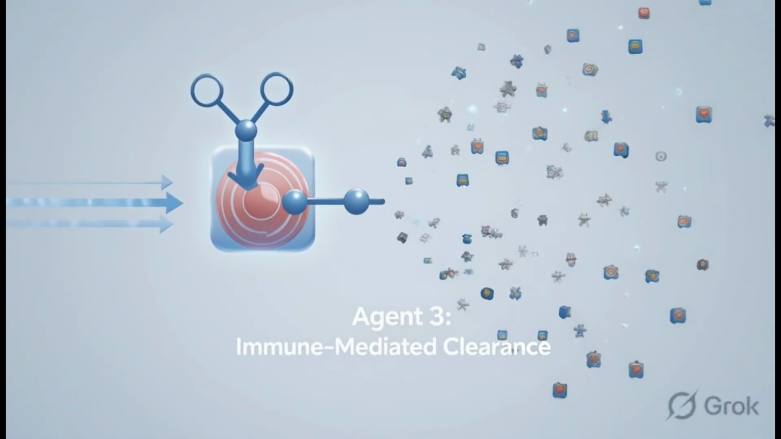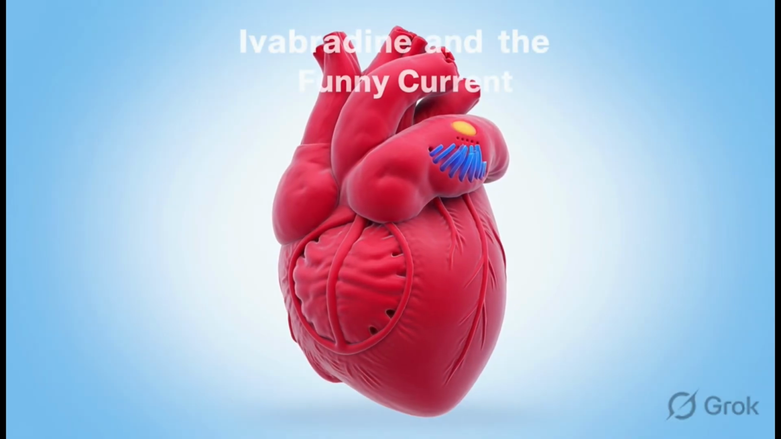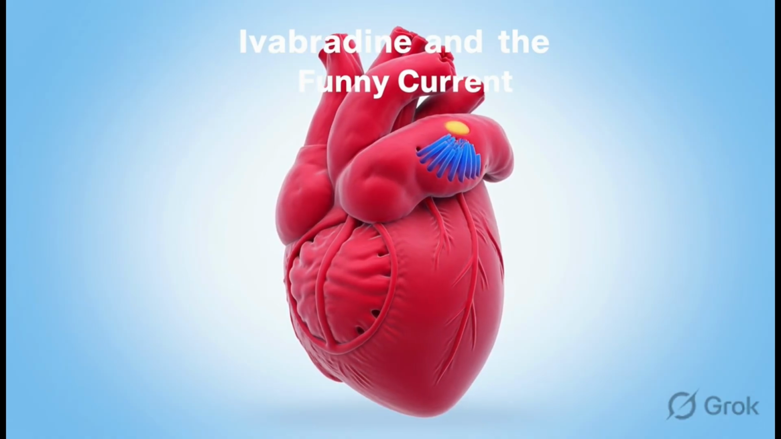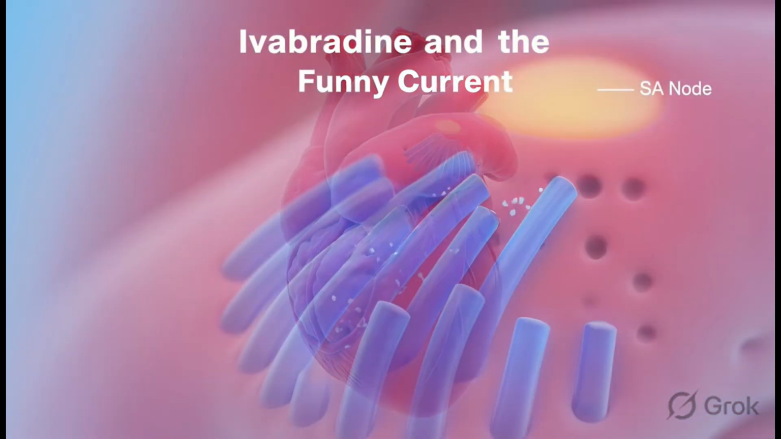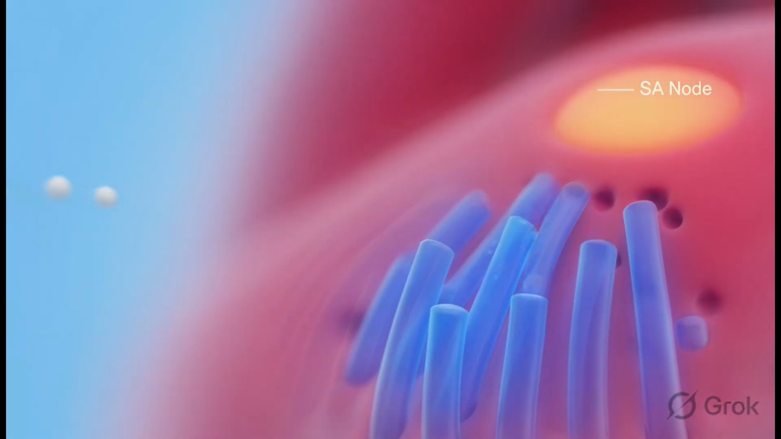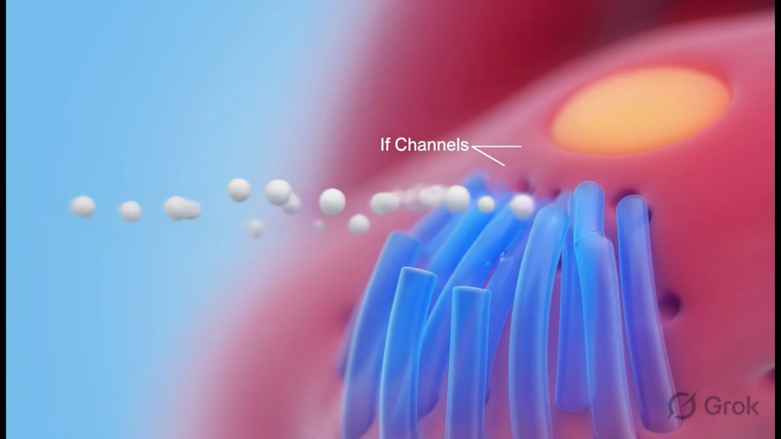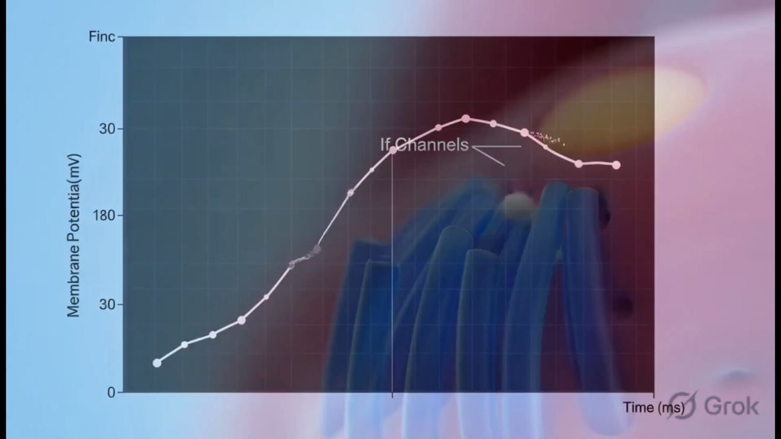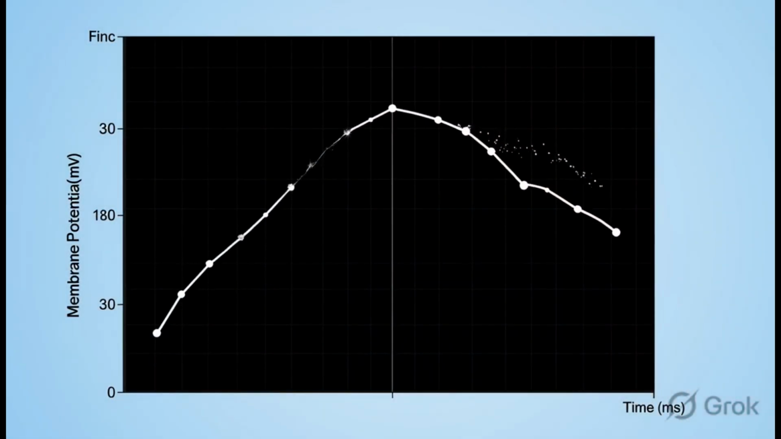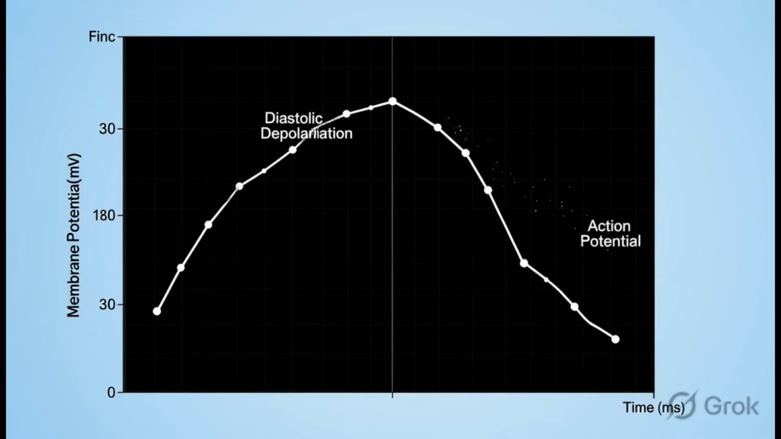Ivabradine selectively inhibits the IF, or funny, current in the sinoatrial node. This slows the rate of diastolic depolarization, reducing heart rate without affecting contractility or blood pressure. A useful option for patients who cannot tolerate beta blockers.